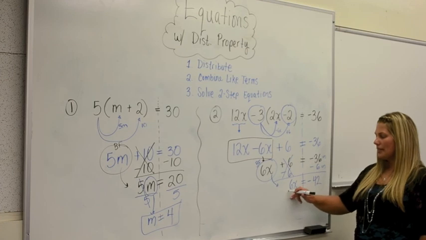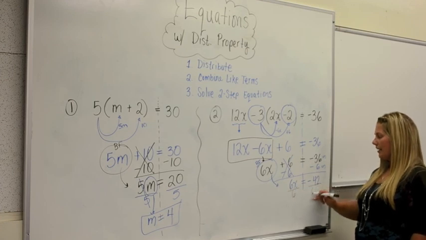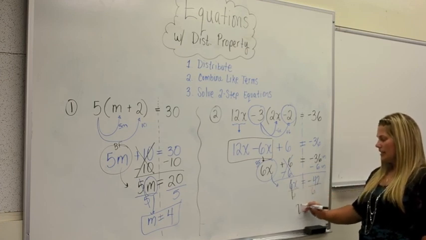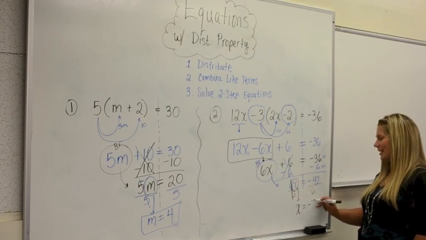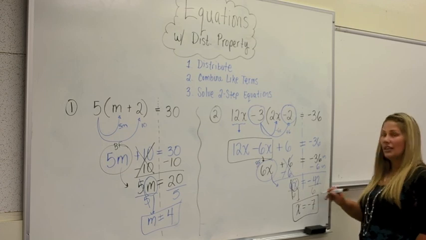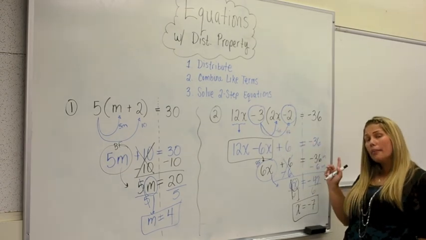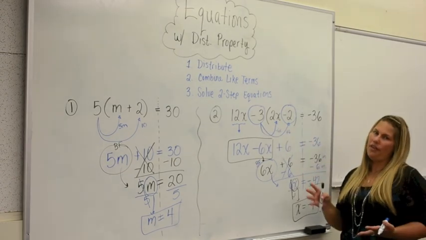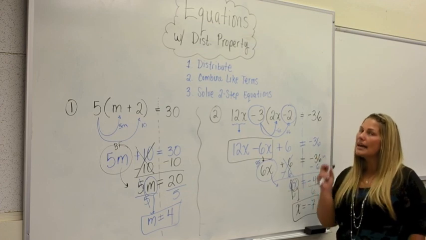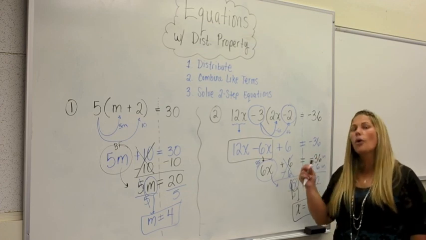The last step to get rid of that multiply 6 is divide 6 on both sides. So that still gets me my x, which equals negative 7. So when you see these huge problems, don't freak yourself out over it. Take it step by step and do what you know how to do.